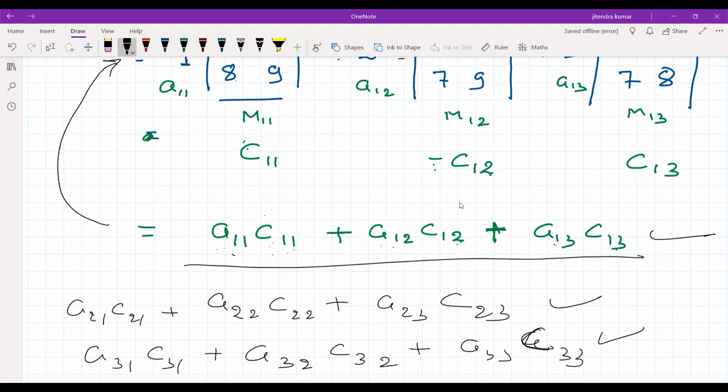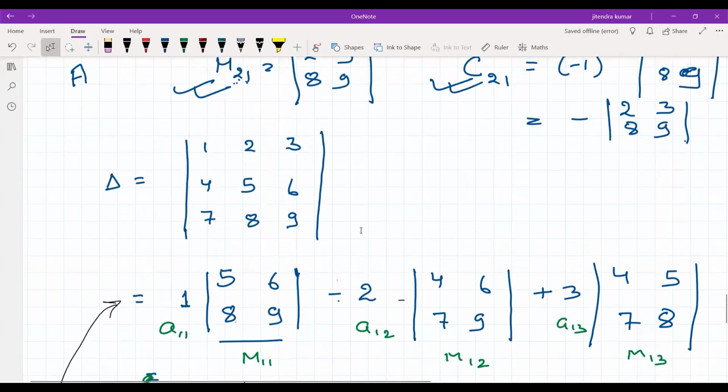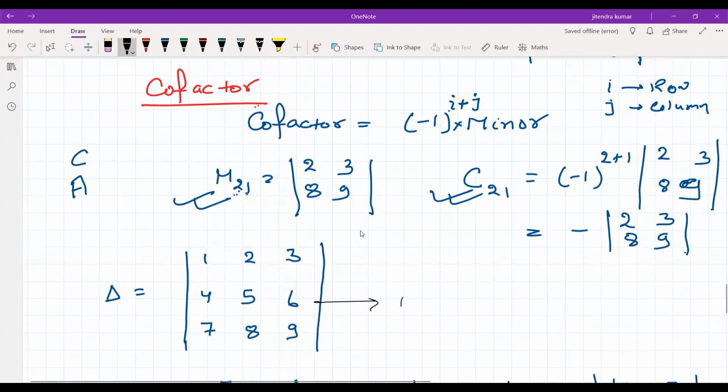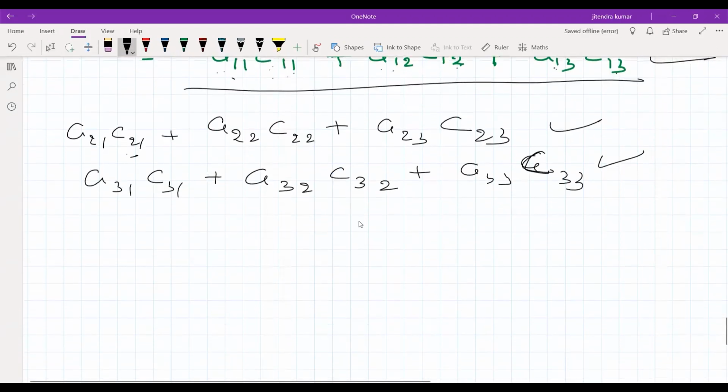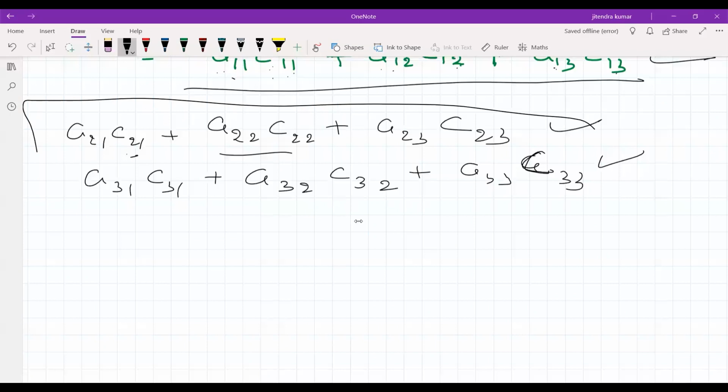So sometimes in questions it is written: expand the determinant using the cofactors. In that case, we first need to find the cofactors of that row. If it says expand by row 2 using cofactors, we just need to find the cofactors of these three elements and then apply A21 into C21 plus A22 into C22 and so on. So we will have the value of that determinant.